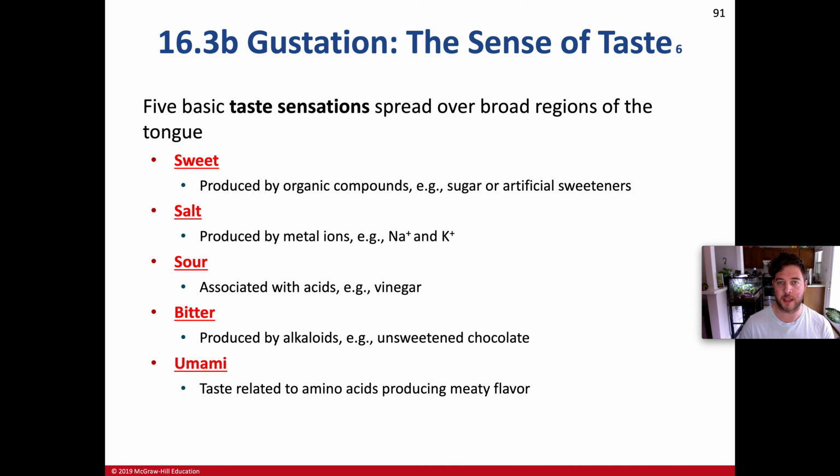You have taste buds, they detect all range of things. You have 5 different tastes, though, that we can generally detect: sweet, salt, sour, bitter, and umami. Sweet is produced by organic compounds, sugar, artificial sweeteners. Salt is metal ions, sodium, potassium. Sour is from acids, things like vinegar. Bitter is from alkaloids, so unsweetened chocolate. And umami is related to amino acids.